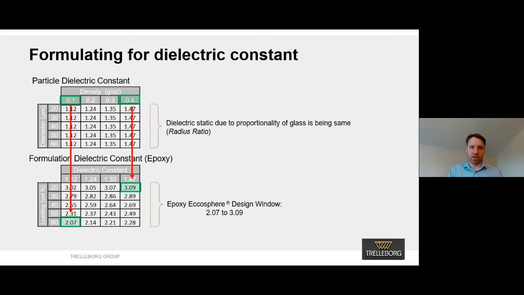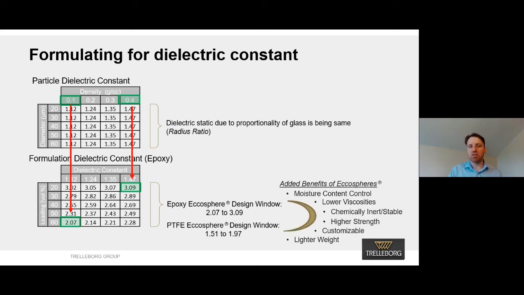PTFE, another very common dielectric matrix resin. You can see the window would be 1.51 to 1.97. And so it's just a great way to control dielectric constant. And again, the great thing about the Eccospheres hollow glass microspheres is they're stable to a very high temperature, and they're stable across frequencies. And so it's just very, very controllable in terms of their properties.